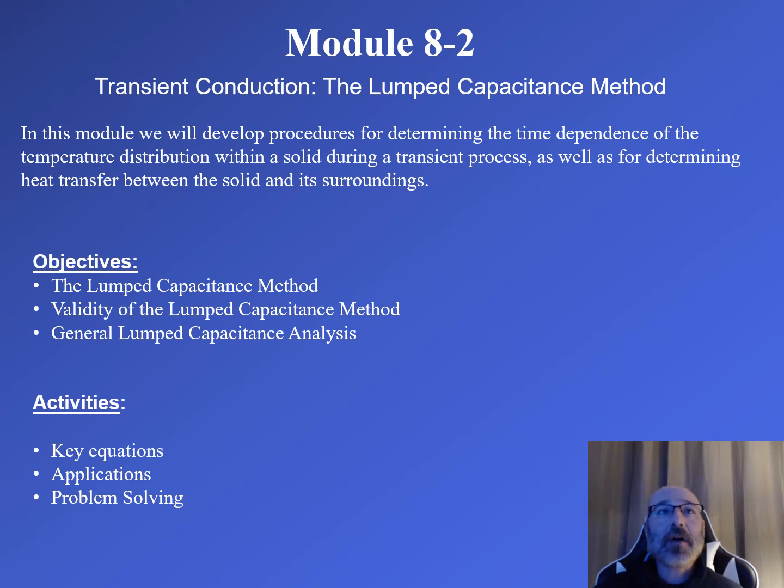So as we take a look now at our Module 8.2, our second section of Module 8, we're going to be jumping into Chapter 5. We're going to be looking at transient conduction. In particular, we're going to go through our lump capacitance method here.